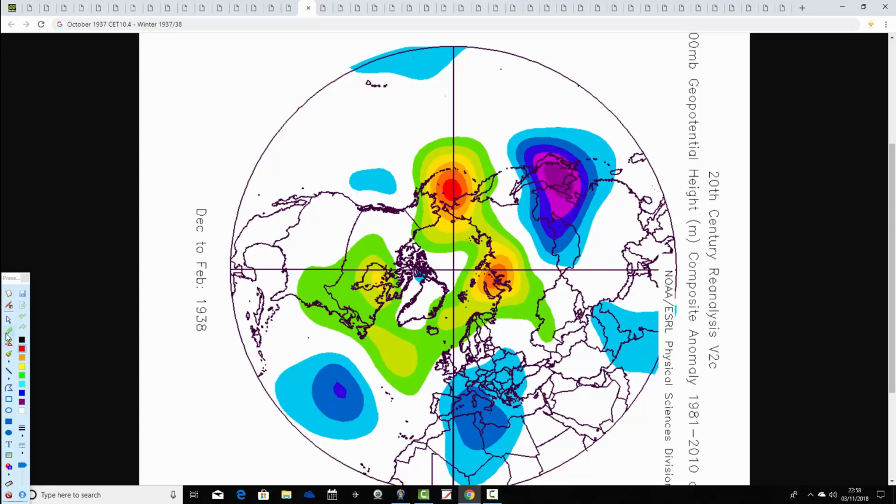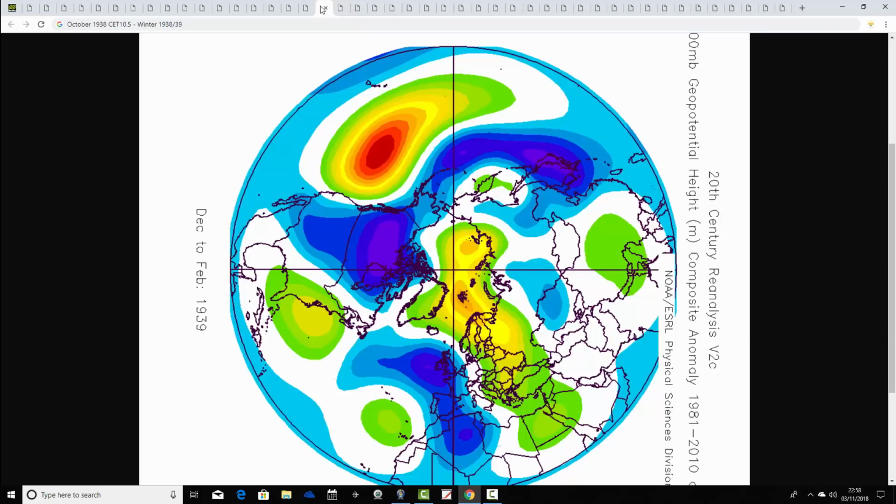The winter of 1937-1938 looks like, again, it should be quite a cold winter with a fairly strong blocking signal, above average heights to the north, below average heights to the south. I'm sure there was some cold weather during that winter. We've got October 1938 showing up next with a CET of 10.5.